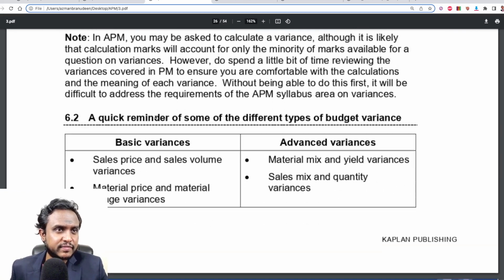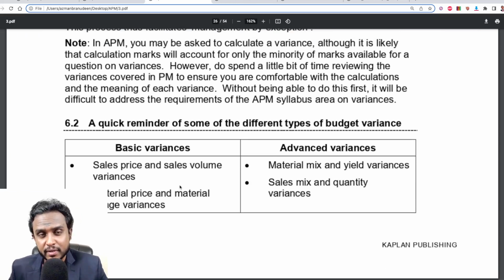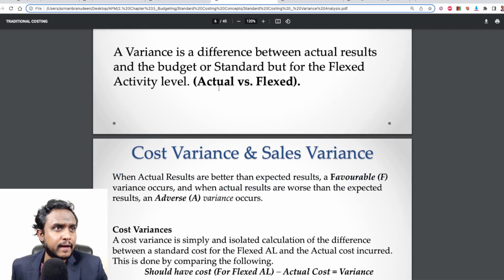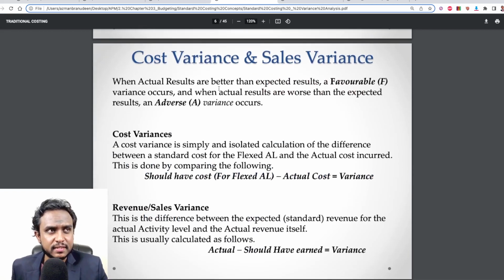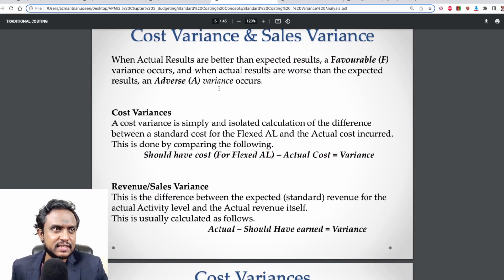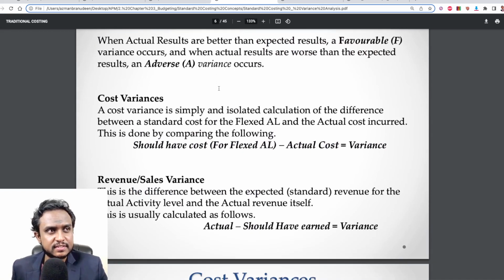A quick reminder of some of the different types of budget variances. If you remember, from a revenue perspective, sales price, sales volume, and cost, there were a bunch of variances you looked at. This was all looked at under absorption and marginal costing. This is the snapshot of cost and revenue. Cost variances is basically what it should have cost versus the actual cost. That is your variance. For revenue, it is the actual revenue versus your planned revenue. If you actually earn more, it's a favorable variance. If you earn less than your plan, it's an unfavorable or adverse variance, as we used to call them.